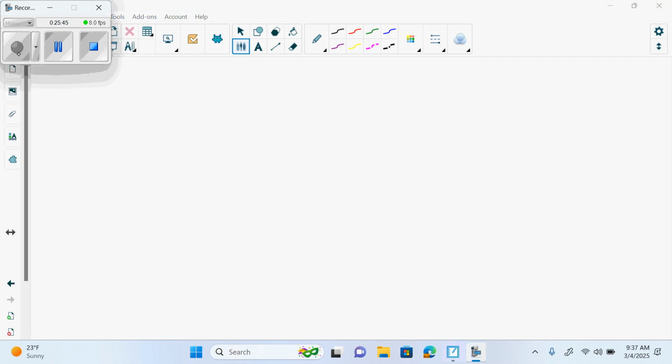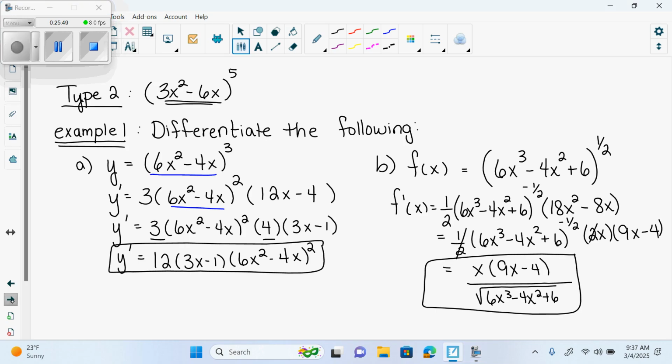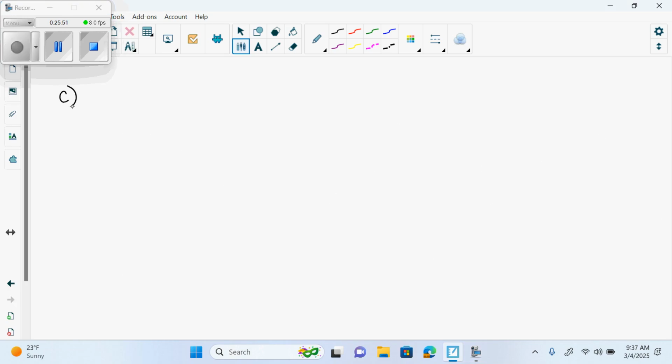The first was that A and B? I can't remember. So C. We want to differentiate these. I'm going to give you one with a numerical base to a variable exponent times the polynomial. So f of x equals 4 to the x squared times (2x cubed minus 6x).